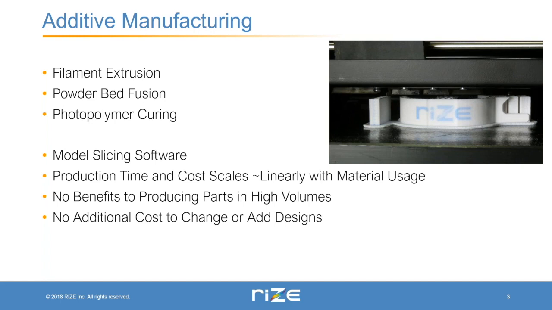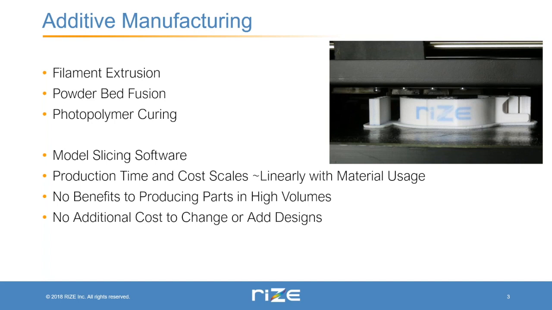Some of the other things to consider are that the production time and cost of additive manufacturing scales approximately linearly with material usage. So if you're producing parts in high volumes, that does not necessarily mean that the parts will be less expensive per part compared to if you produced only a few of that part. So there are not really any benefits to producing parts in high volumes.